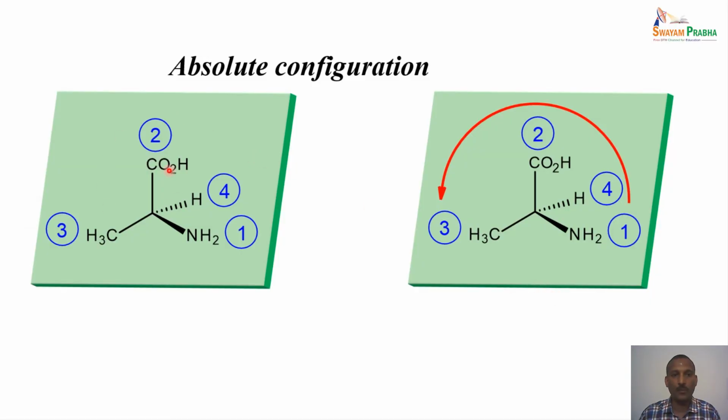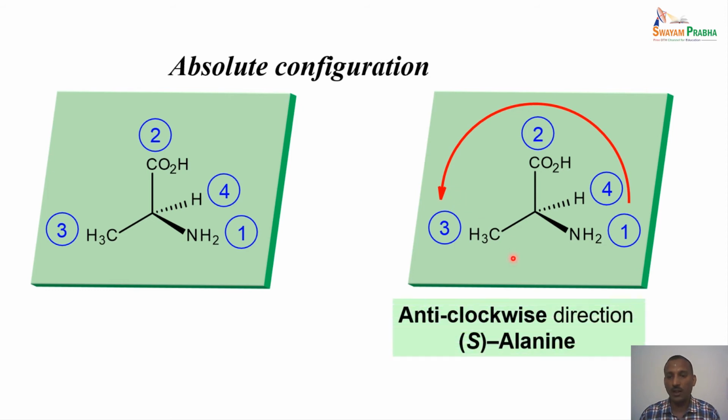So a two-dimensional representation of the same alanine is given here. As we saw in the three-dimensional one, here the hydrogen is behind, the NH2 group is in the front, the methyl group is on the left, and the carboxylic acid is in the plane. Since 1, 2, 3 are in the counterclockwise direction, this is called anticlockwise or counterclockwise. So this is S alanine. That's how we can confirm how to assign R and S configuration.